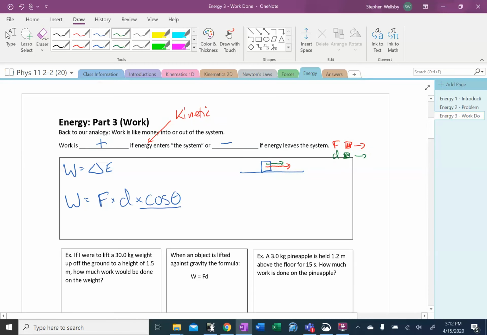Now in this case, what is the angle between these two arrows? Well, the angle is going to be 0 degrees. And so if we want to calculate the work done, it's going to be whatever the force is, it could be 2 newtons, 3 newtons, whatever, multiplied by the distance, multiplied by cos of 0 degrees.